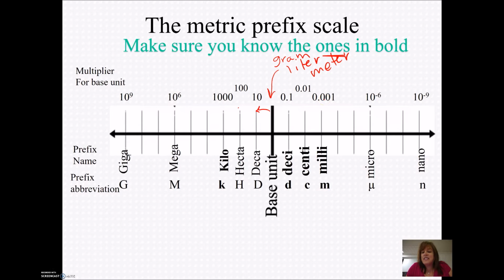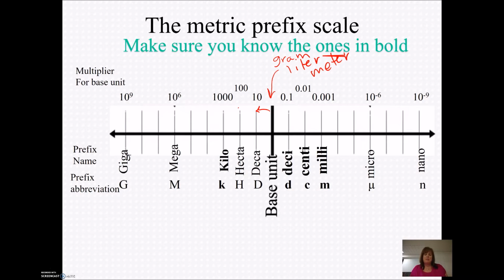The thousandths place is the milli. So that's 0.001. Then 3 more zeros, and we get a micro, 10 to the negative 6th, and nano, 10 to the negative 9th. Now, it's very important that you remember this cluster in the middle.